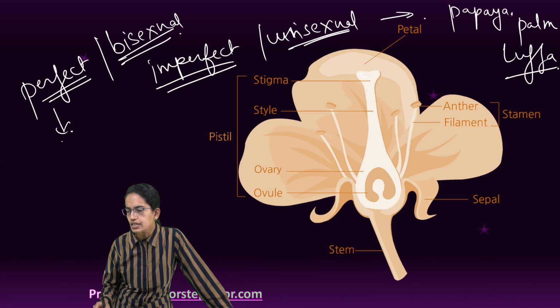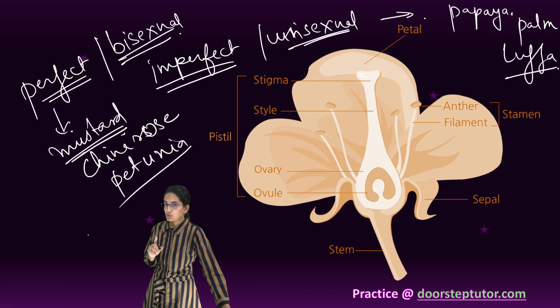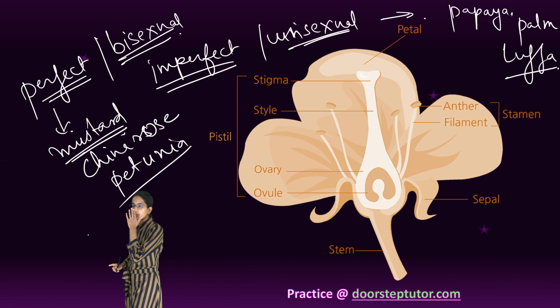Mustard is a very good example to explain it. The flower of mustard is a classic example. China rose flower, again one of the most common examples in lab you would see. And petunia. The examples in this case are extremely important. There could be direct questions asking which flower is an example of perfect flower or imperfect flower. To repeat again, imperfect flower examples are papaya, palm, loofah. Perfect flower examples are mustard, China rose, petunia.